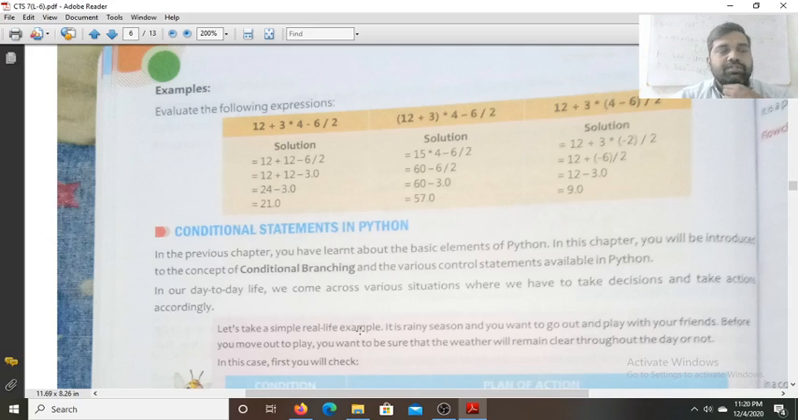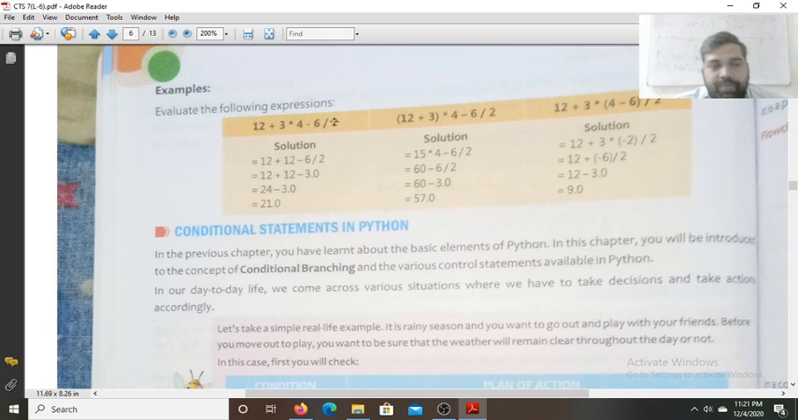Hello students, so today we'll study the new topic in lesson 7 Python. Now see this expression, evaluate the expression. As you can see, the expression is 12 plus 3 multiply 4 minus 6 divided by 2. This expression contains more than one operator. One is the add plus operator, second is the multiplication operator, third is the subtraction operator, and the fourth one is the division operator. So four operators are there.